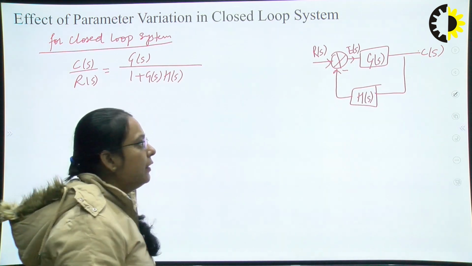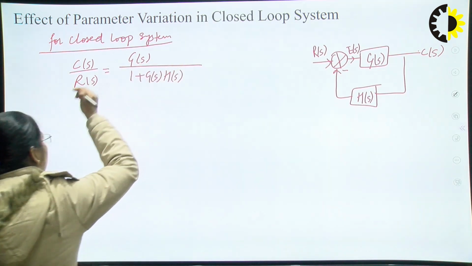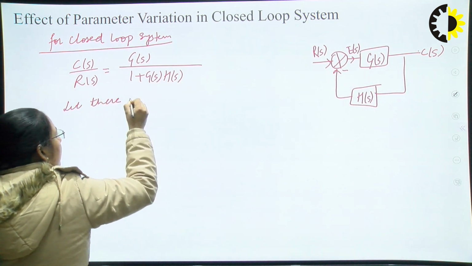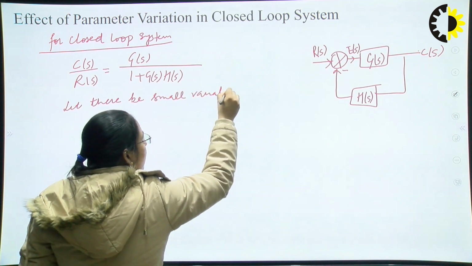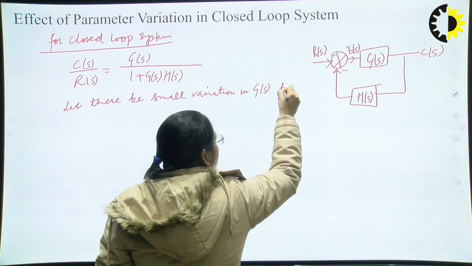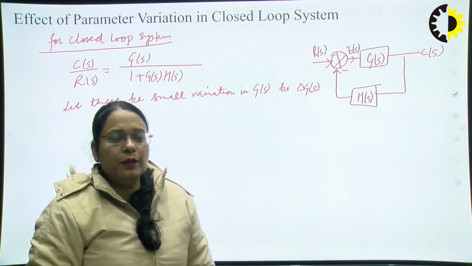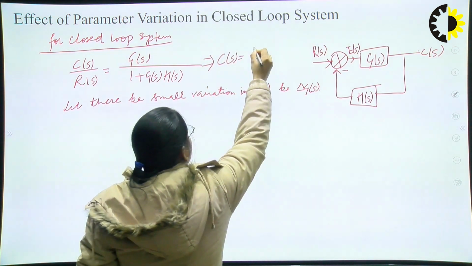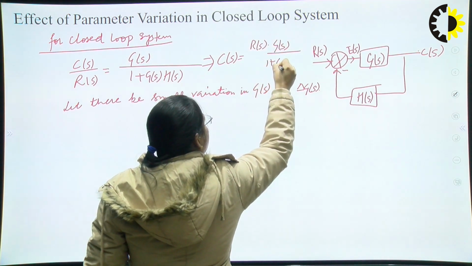Now let's say there is again a small variation in the parameter G(s), given by delta G(s). Then we will again get a new output, so there will be a variation in the output as well. From here I can get the output: C(s) equals R(s) into G(s) upon 1 plus G(s)H(s).